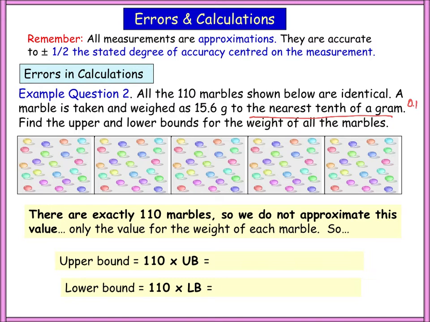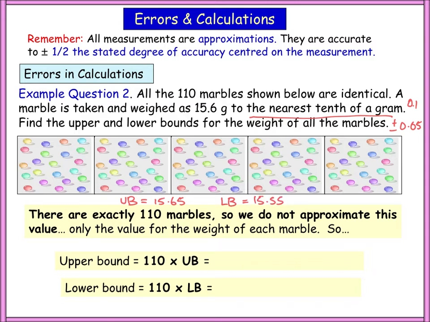So to find our upper and lower bounds, we're going to add half of that, 0.05. Okay? So if I want to find the upper bound of a marble, it's 15.6 plus 0.05, which is 15.65. And the lower bound of a marble is 15.6 take away that, so 15.55.